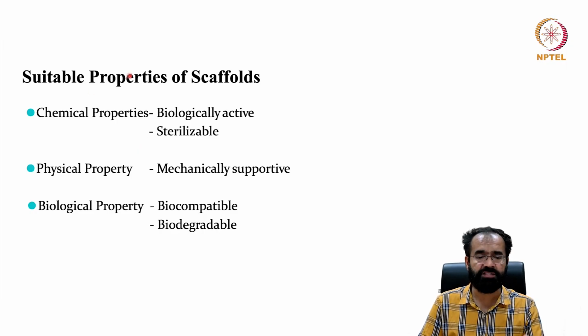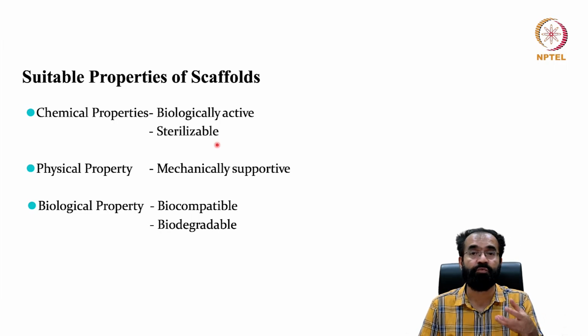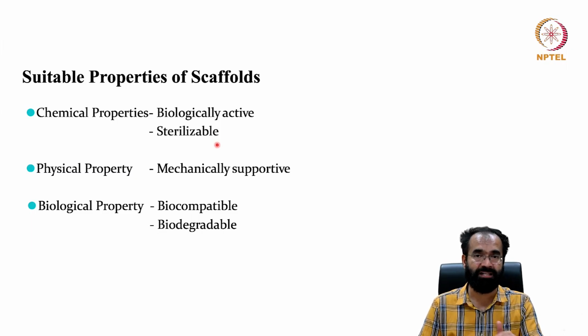Suitable properties of scaffold. They have chemical properties, physical property, and biological property. Chemical properties, they should be biologically active and sterilizable. Biologically active, what it means is it is friendly to the cells. And sterilizable means you don't want any unwanted pathogens or bacteria or fungus or mycoplasma to grow. So you should be able to sterilize before inoculating those scaffolds with the cells. And physical property, mechanically supportive.